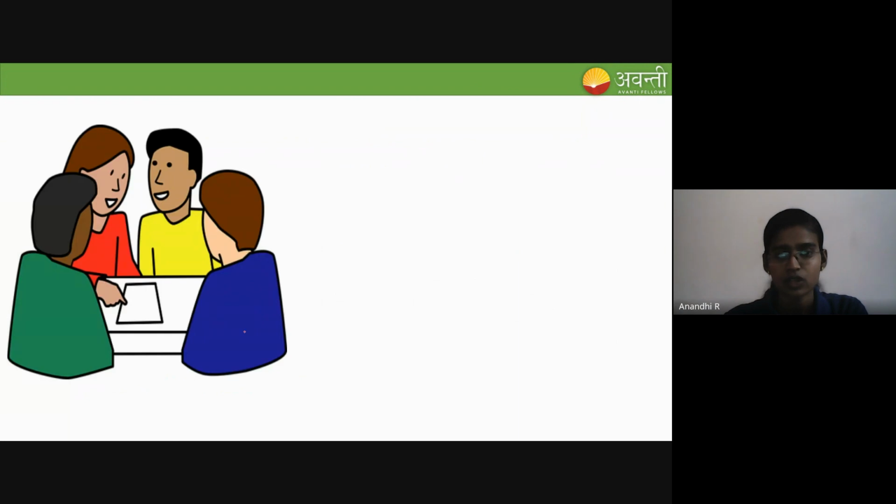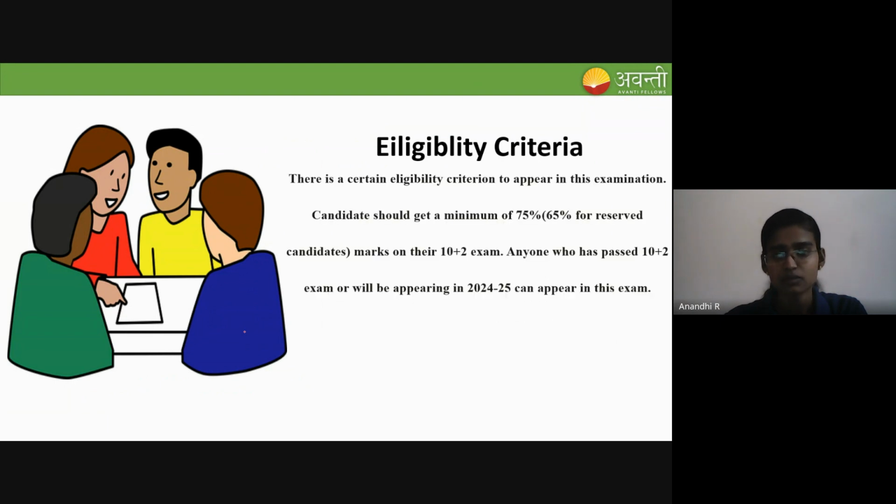So before moving on to the syllabus, I just want to let you know the eligibility criteria for attending these 2 exams. So if you want to appear for this examination, you should have at least 75% marks in your +2 exam. And since you are all class 11 students, you're going to pass it in 2025 only, and in 2025 only you're going to appear for your JEE or NEET exam. Okay, this is the criteria.